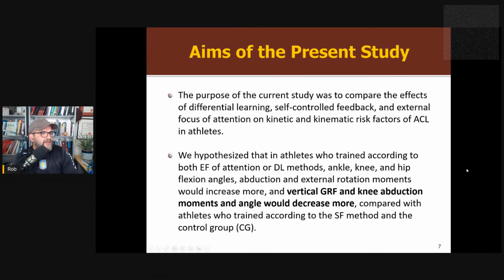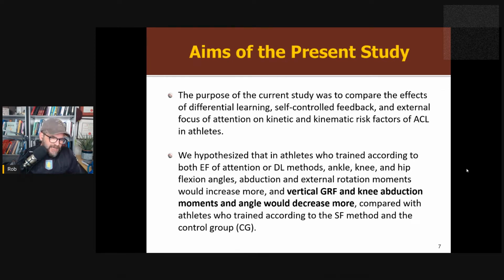So in the present study, they're going to compare the effects of differential learning, self-controlled feedback, and external focus of attention instructions on the kinetic and kinematic markers for ACL injury risk factors, right? So in one way, I really like this study. This study is going to lack a little bit in terms of control of being able to identify the precise factors and mechanisms that are producing the results, because obviously differential learning has external instructions within it. Self-controlled feedback can be external, right? So trying to tease apart what exactly caused the effects is difficult because of the design.